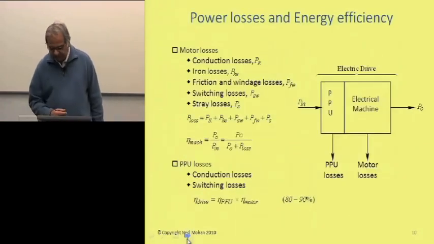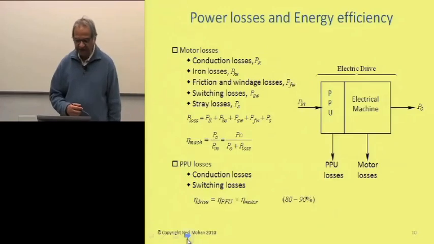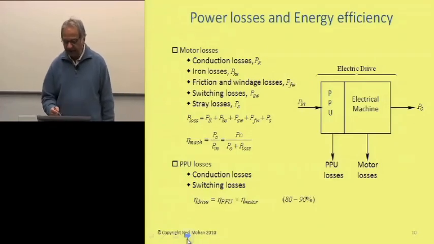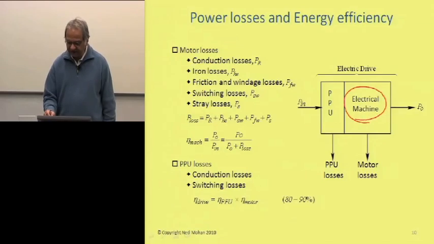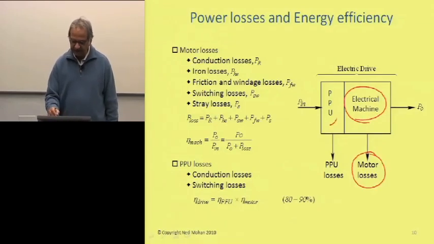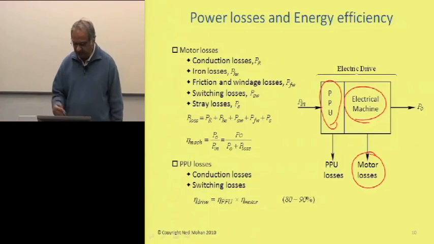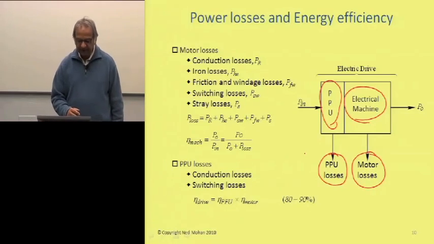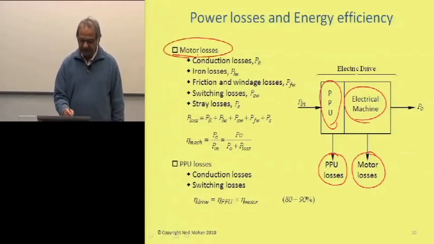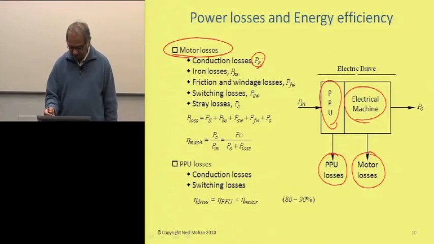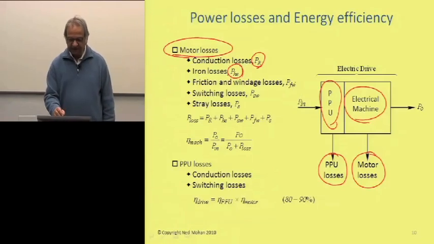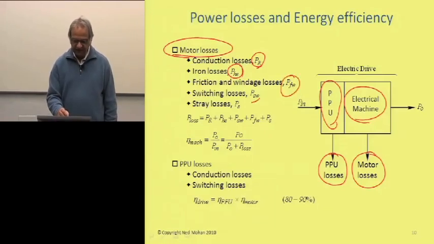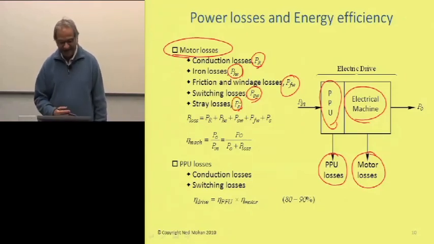The last thing we'll look at here is power losses and energy efficiency. So when we have a drive, it consists of this electrical machine, and it has these motor losses. Then it has this power processing unit, the power electronics, and that has its own losses over here. So, the motor losses here consist of the conduction losses within the machine. Then you have hysteresis and eddy current losses, friction and windage, and then the switching losses inside the machine as well, and then some stray losses that we cannot easily account for.